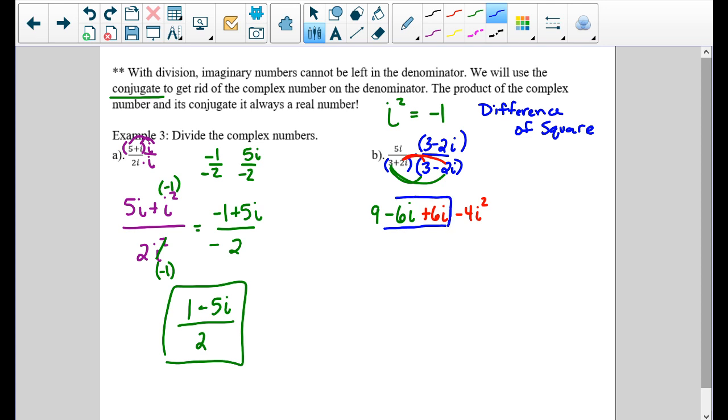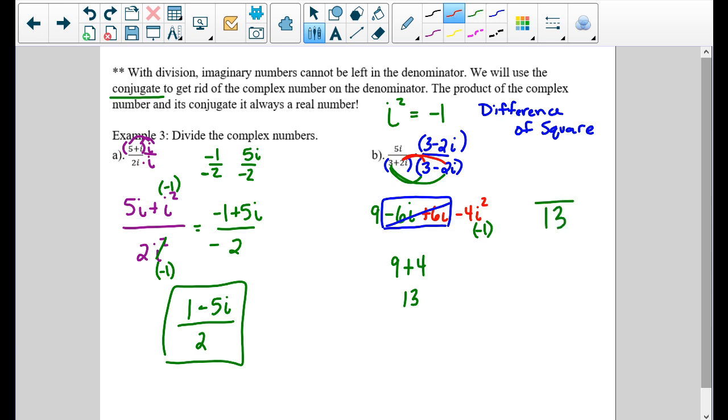So what happens is, you can see here a -6i and a +6i. This always is going to happen. The middle's always going to cancel out when I have one positive, one negative with the exact same numbers. These are always going to cancel out and give me a 0 in the middle. And again, just like before, i squared is actually -1, right? So -4 and a -1 makes a +4. So really I have 9 plus 4, which gives me the whole number 13. So in the bottom of this fraction, I have 13.